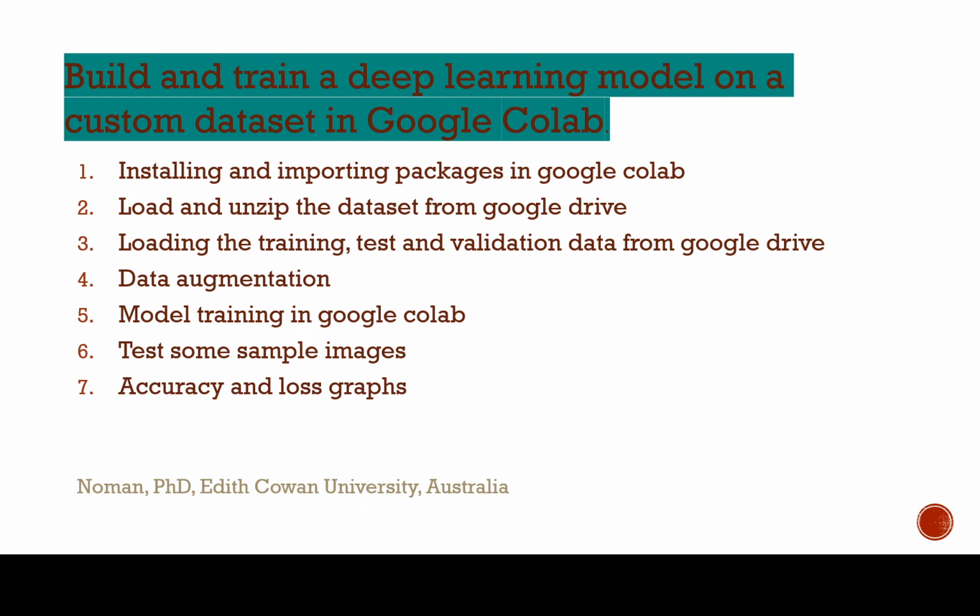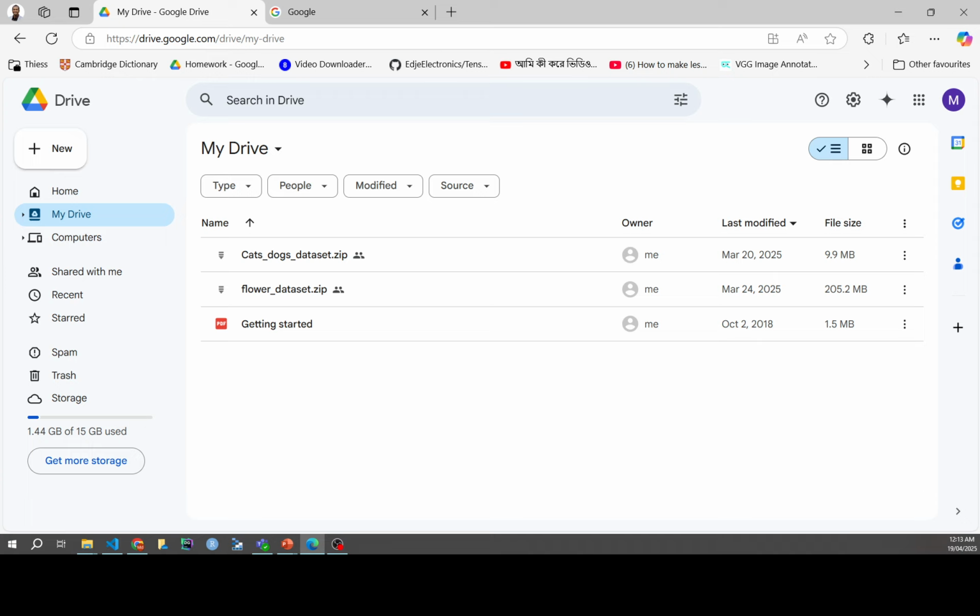So now I can show you my folder structure. So this is my folder structure. I uploaded my images as a zip folder. So this is flower dataset. It has 5 image classes, 5 different types of flower. So I am going to develop a deep learning model on this dataset.